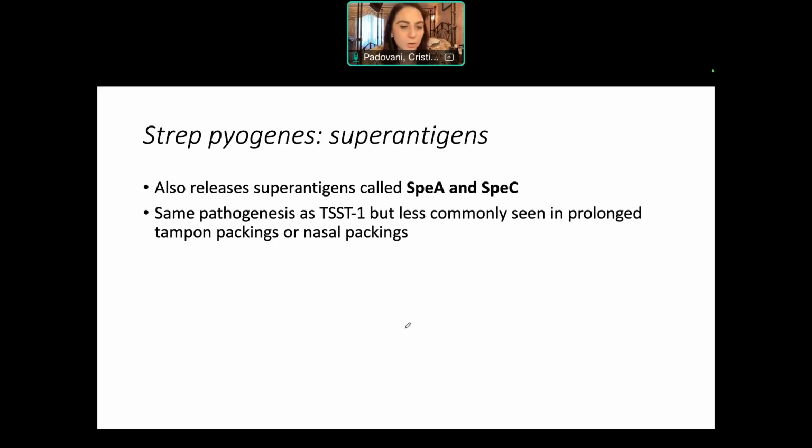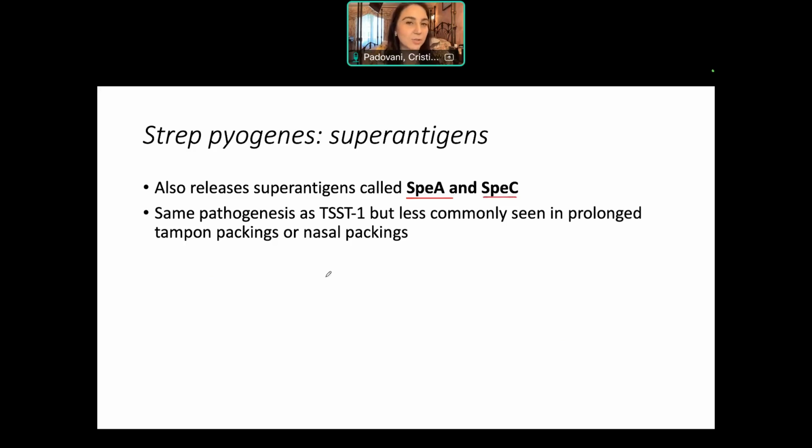Strep pyogenes can also cause superantigens. Its superantigens are called SPEA and SPEC. I forget what it stands for. It's strep pyogenes something A and then strep pyogenes something C. But regardless, A and C, there's no B.